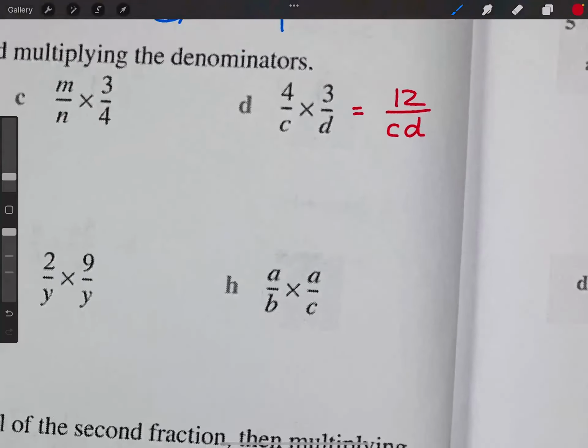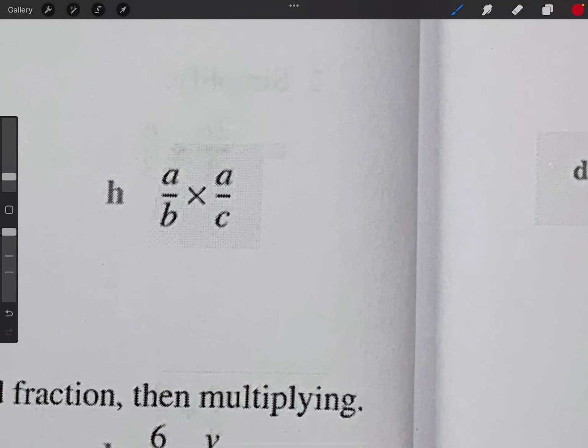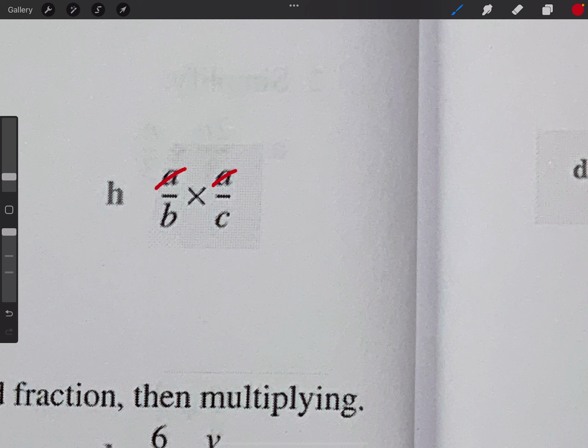Alright. Next one. Can we simplify anything here? Oh, I got an A and an A. Can I simplify like this? No, you can't. Remember, when you multiply, you can only simplify one from the top, one from the bottom. So A can only simplify with either B or C, but since they're not the same values, we can't. So in this case, we just multiply it right across. A times A is just A squared, and B times C is just BC.